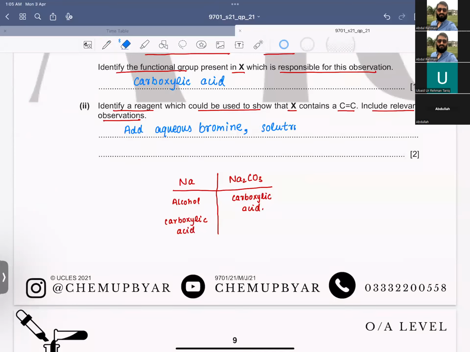And then you may write that the solution turns from, as I have told you earlier, you can either write orange or brown or red. These three colors are accepted for aqueous bromine. So the solution turns from orange to colorless. Is this clear to everyone?